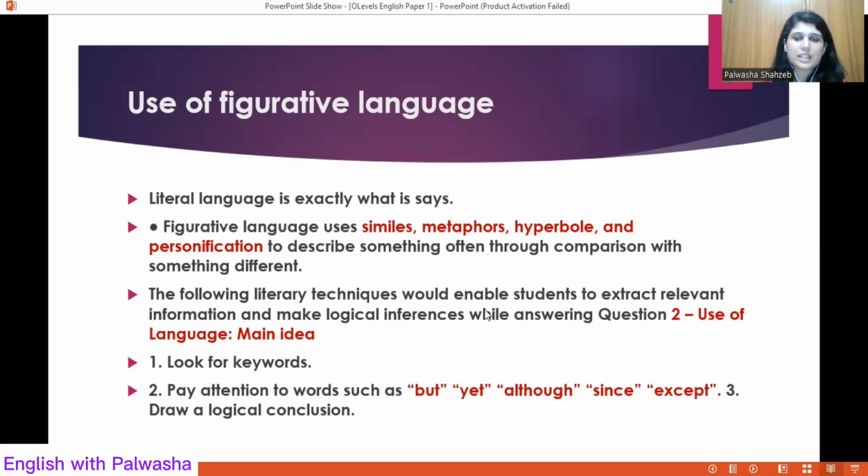The following literary techniques would enable students to extract relevant information and make logical inferences while answering question number two, which is use of language, main idea, okay. So you have to look for these keywords to draw a logical conclusion.